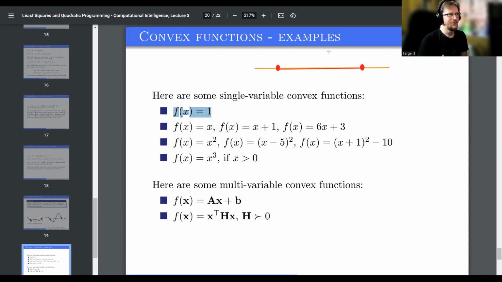On a line, you can put 2 points, connect them, and the segment will lie on the line, of course. So they're both convex and concave. All linear functions have this property.